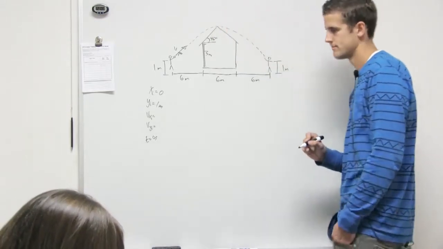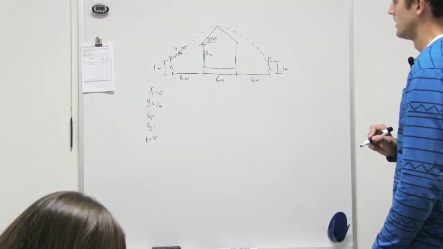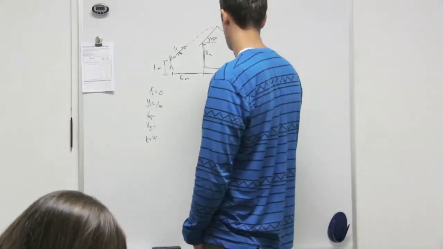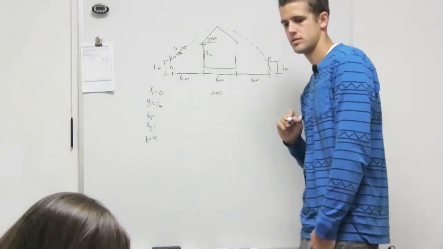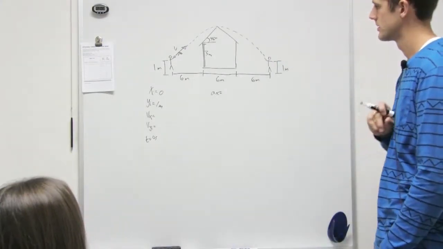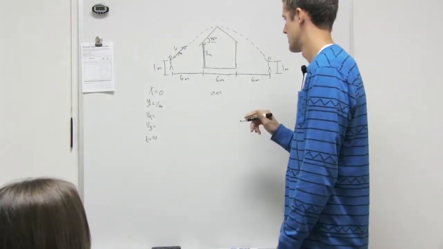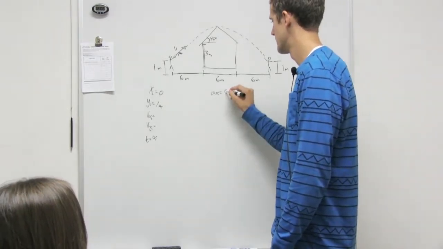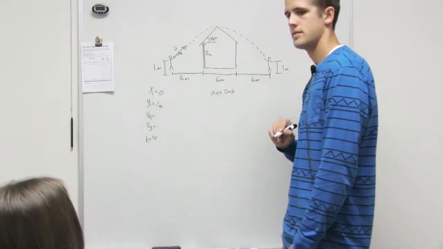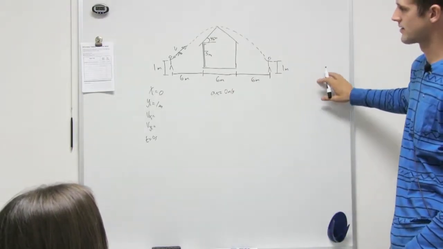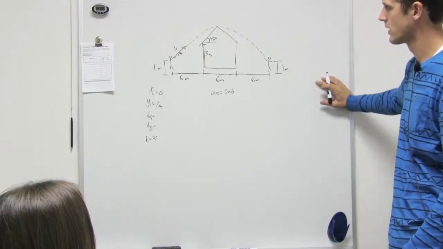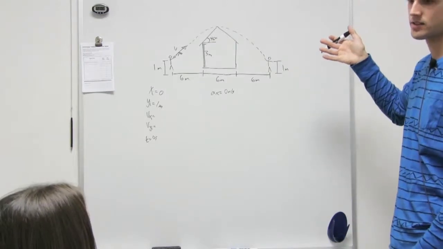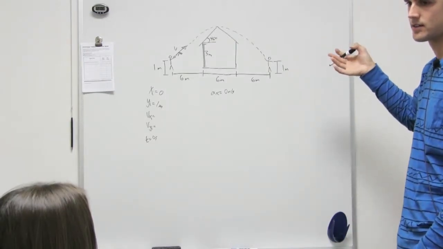And then acceleration in the x. We don't know, or is it zero? Zero. Why is it zero? So it's like a free fall problem, so you know that the only thing acting on it is gravity when it's being thrown.